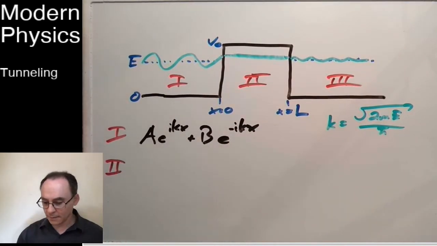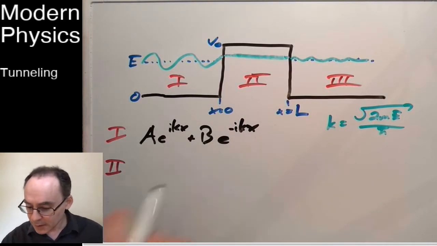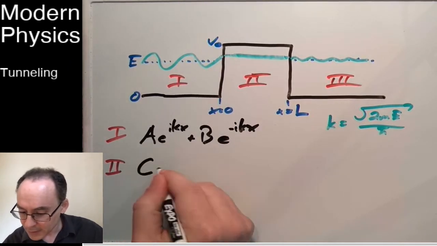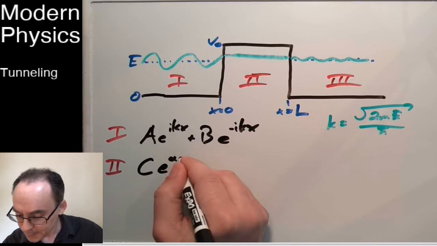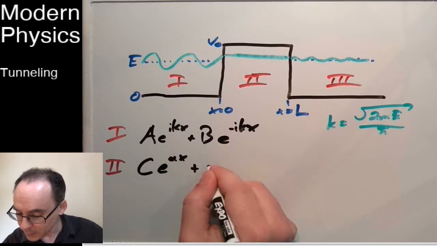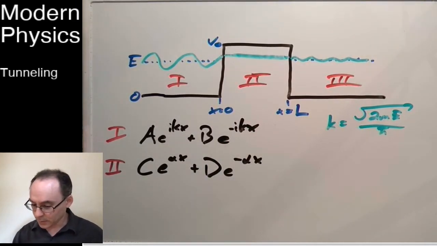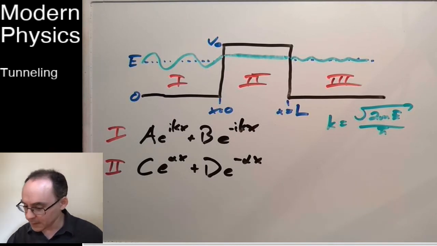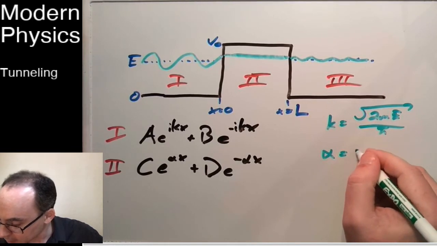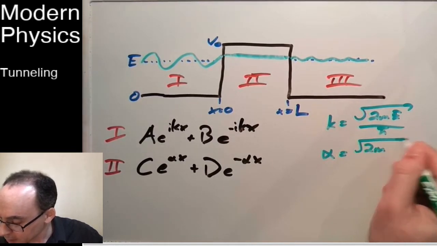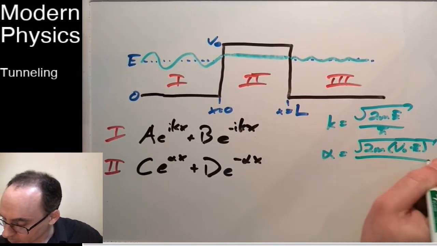In region 2, here we're going to have real exponentials, not complex exponentials. So here, I want to write the solution as C e to the alpha x, as the book calls it alpha, plus D e to the minus alpha x. What is alpha? It's basically just the equivalent of k or k prime or whatever we want to call it, but I've just defined it here so that it's real. It's square root of 2m (V naught minus E), because that's a positive number that'll make this real, over h bar.